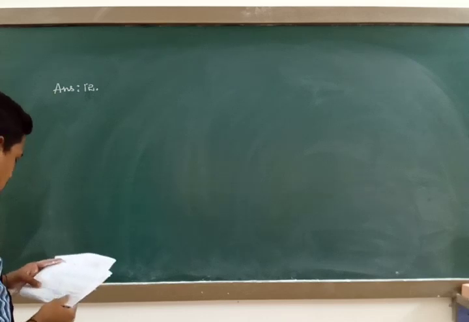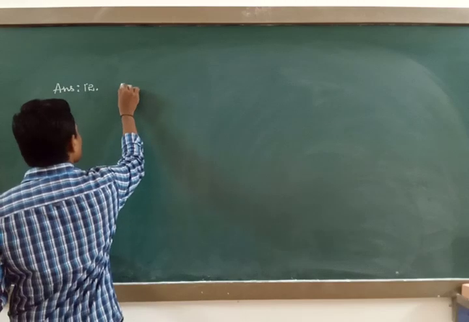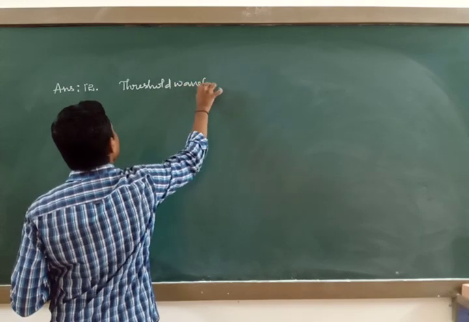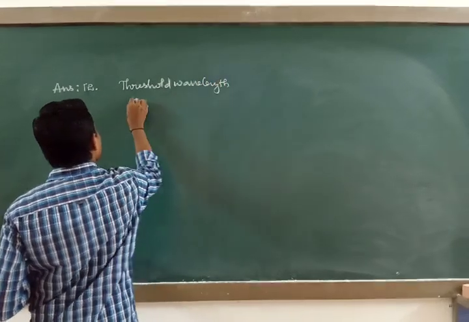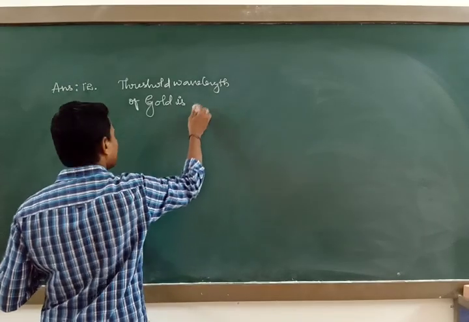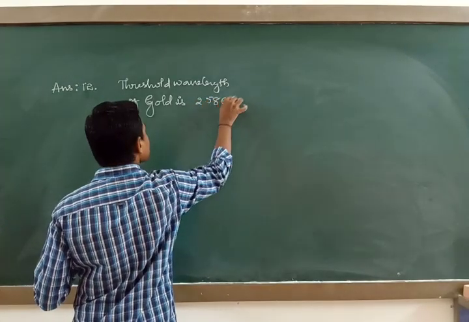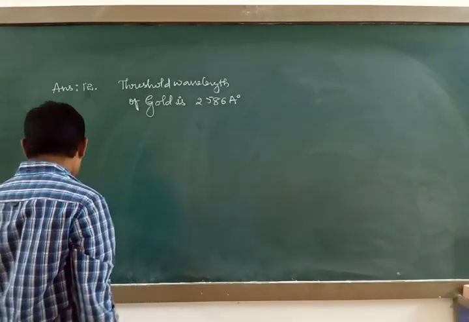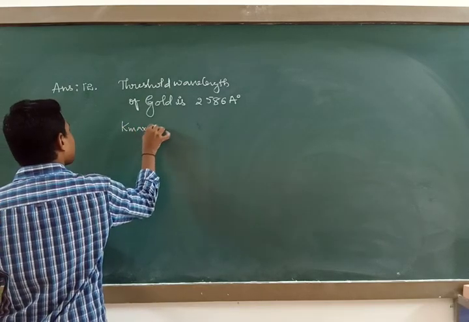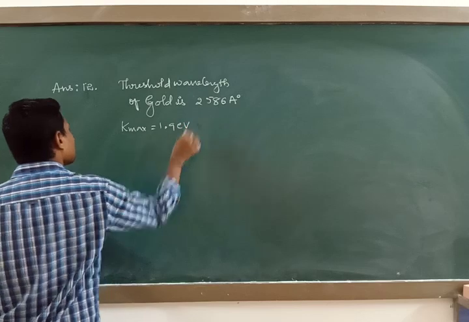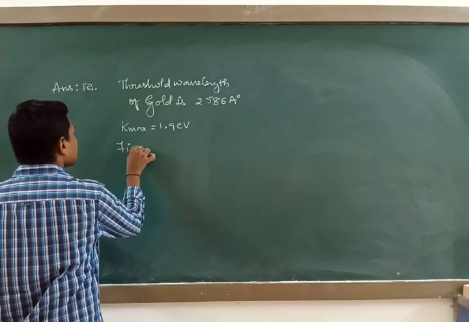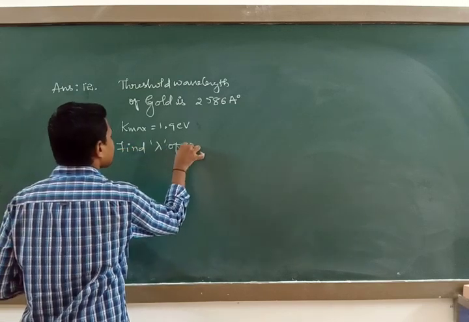See here, next: the threshold wavelength of gold is 2586 angstrom. If the maximum kinetic energy of the emitted photoelectron is 1.9 electron volt, find lambda, the wavelength of the incident light.